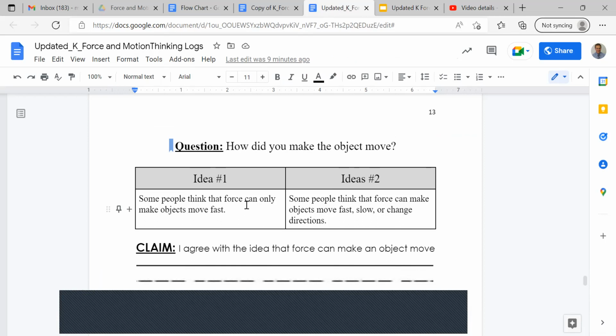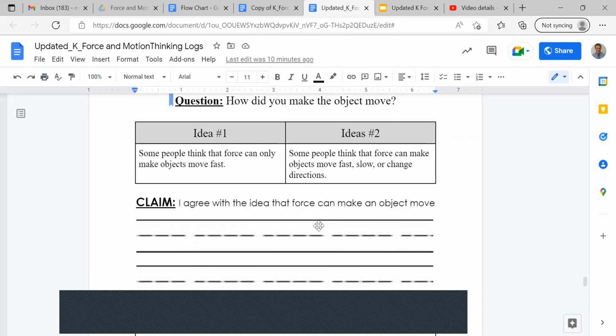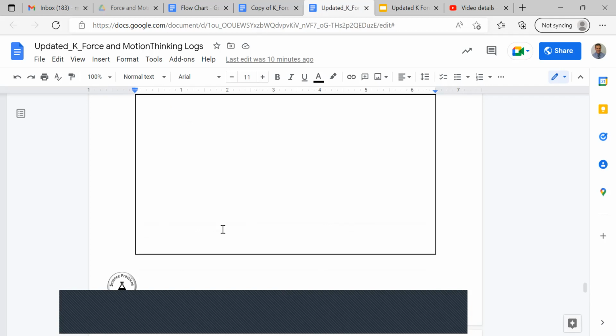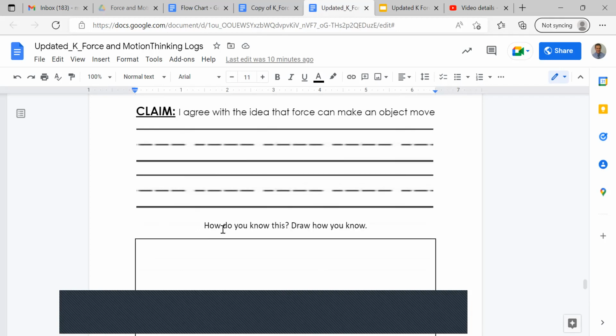Idea 1, some people think that force can only make an object move fast. Idea 2, some people think that force can make an object move fast, slow, or change directions. Which idea? So then I agree with the idea that force can make an object move, and then they can either copy, so like objects move, and then they would write fast, slow, or change directions, or they would write making objects move fast. So they'll write that down there if they can. If not, they can draw what they think. So they could just draw fast and slow, or draw just fast, and that will be the end of the lesson.